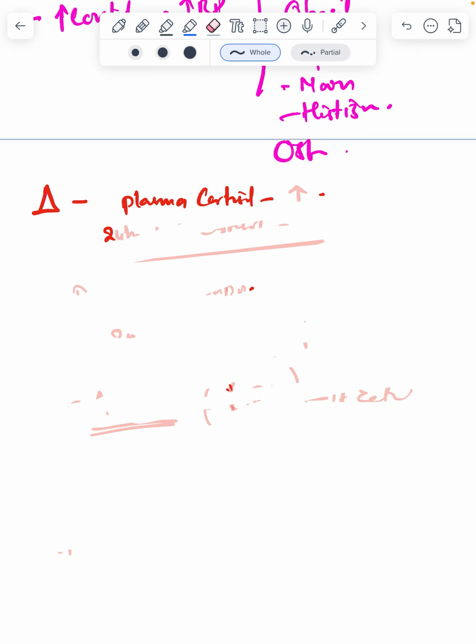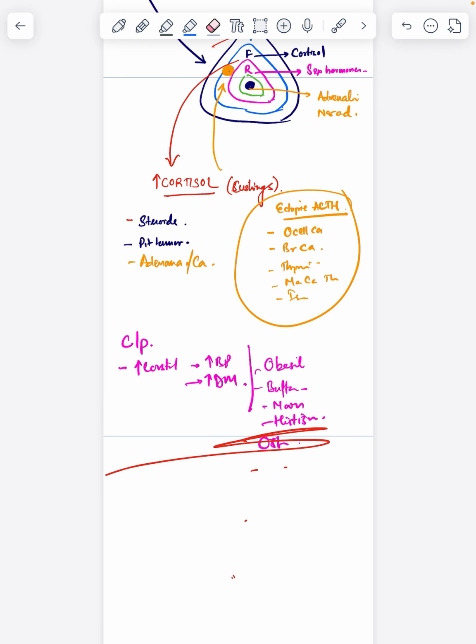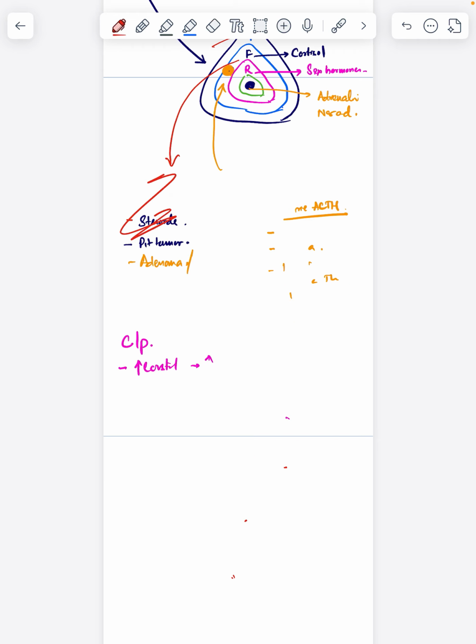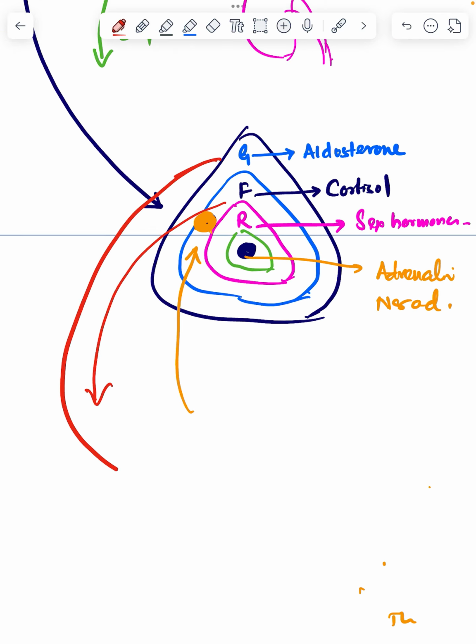Now coming to another important hormone. The second hormone important is aldosterone. It is a mineralocorticoid.